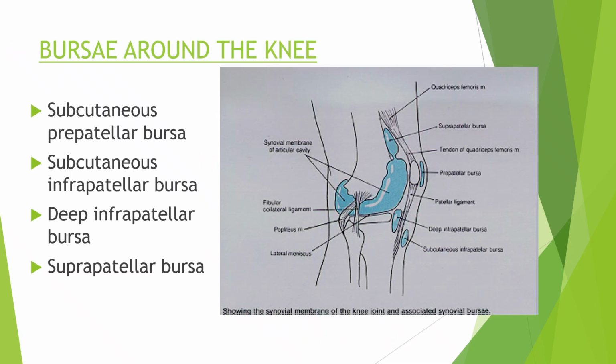There are bursas around the joint. This is the subcutaneous prepatellar bursa. This is the subcutaneous infrapatellar bursa, the deep infrapatellar bursa, and the suprapatellar bursa.